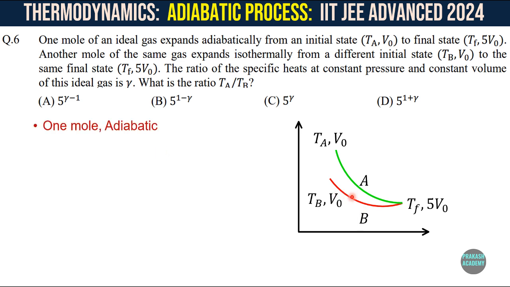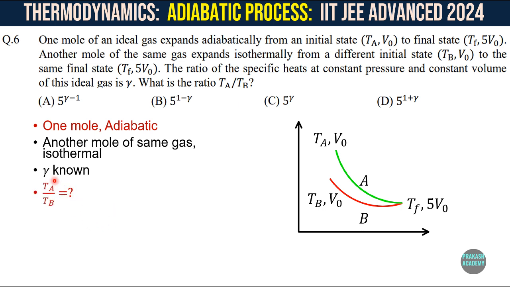So we have been given 1 mole of ideal gas, and this process is an adiabatic process and this one is an isothermal process. The gamma is known. The gamma is basically the ratio of specific heat capacities at constant pressure and at constant volume. Then we have to find the ratio of Ta by Tb. So what is this value? Ta divided by Tb.